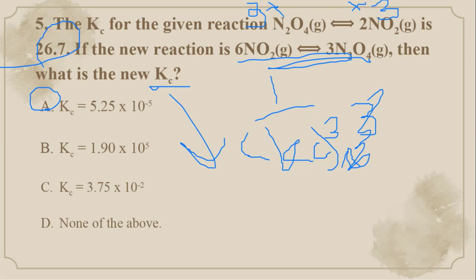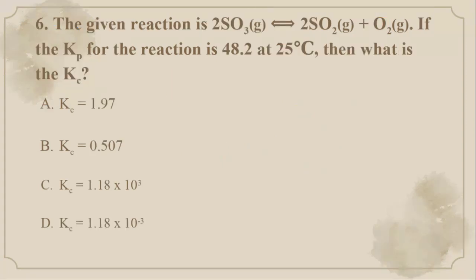Okay, cool. We're making progress. So next, we have this reaction. If Kp for the reaction is 48.2 at 28 degrees Celsius, then what is Kc? So what formula do we use for this problem? I had covered it earlier. Yeah, exactly. Kp equals Kc (RT) raised to the delta n. So let's find delta n first.